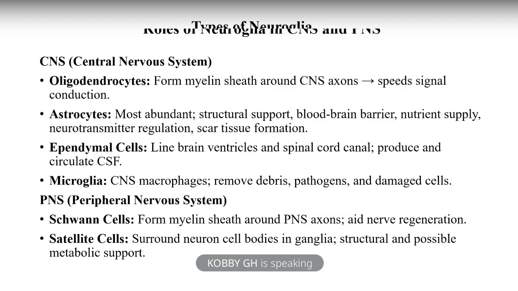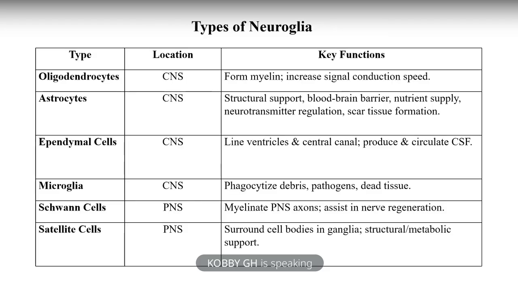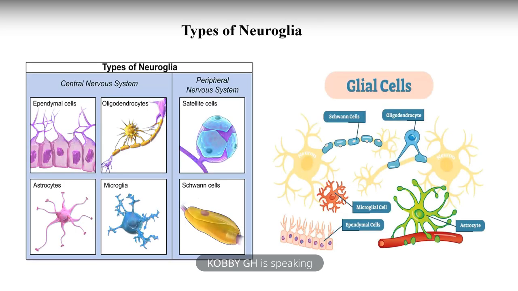So let's look at an image. Practically, this is how they look. This is the ependymal cells. This is how ependymal cells look. And these ones are the most abundant ones. This is how astrocytes look. And these are all neuroglial cells. So this is how the oligodendrocyte also looks.